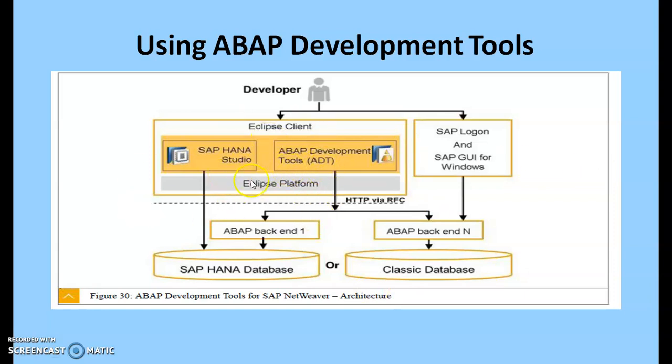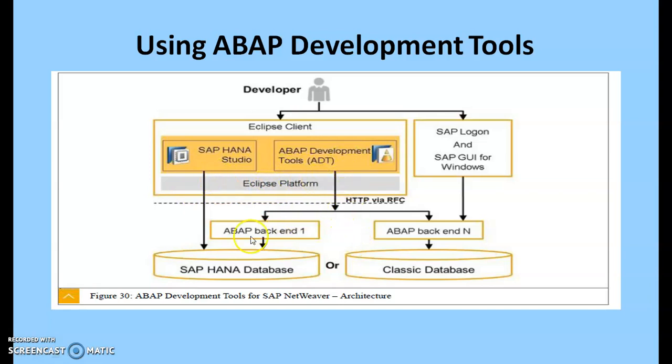If you see here, from the developer perspective we have SAP Logon, which we were already using in the past. So we log in to the ECC system and do the coding. But now we have another option of logging into the SAP Eclipse client, and here we can do the ABAP coding either in HANA Studio or from the ABAP ADT, the ABAP development tools perspective. Both of these are on the Eclipse platform.